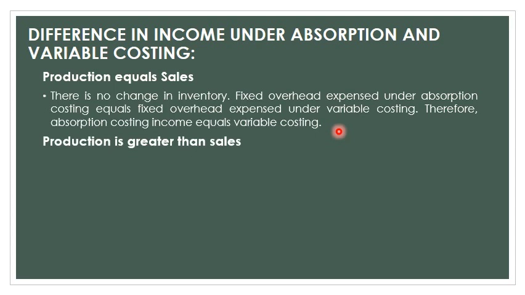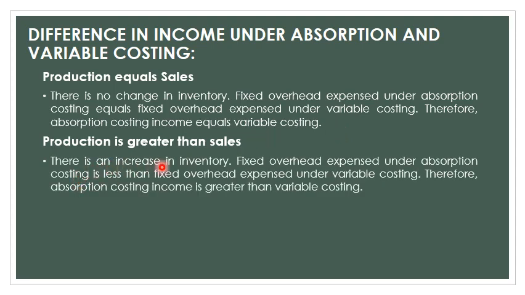Next, what if production is greater than sales. So, ang nangyari, mas madami tayong na-produce compare sa nabenta natin. Dito naman, there's an increase in inventory. Ibig sabihin, yung ending inventory natin is greater than the beginning inventory. Fixed overhead expense under absorption costing is less than fixed overhead expense under variable costing, and therefore, absorption costing income is greater than variable costing. Meaning, mas malaki yung income na mako-compute natin under the absorption costing compared doon sa variable costing because production is greater than sales.